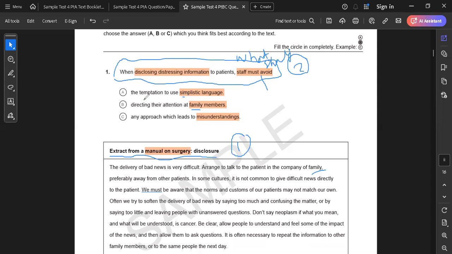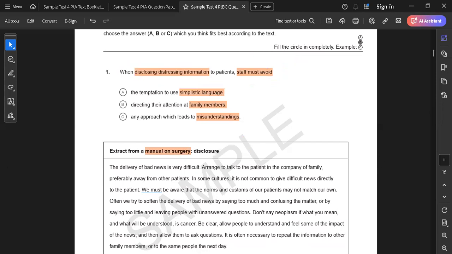Should they avoid temptation to use simplistic language? Okay, so you're focusing on language. Directing their attention at family members, another keyword, and then any approach that leads to misunderstanding. So these three are very clear, different from each other. So this is your step three, that you read the title, then read the question and underline the question keyword, look at the options and see what is the difference between options.